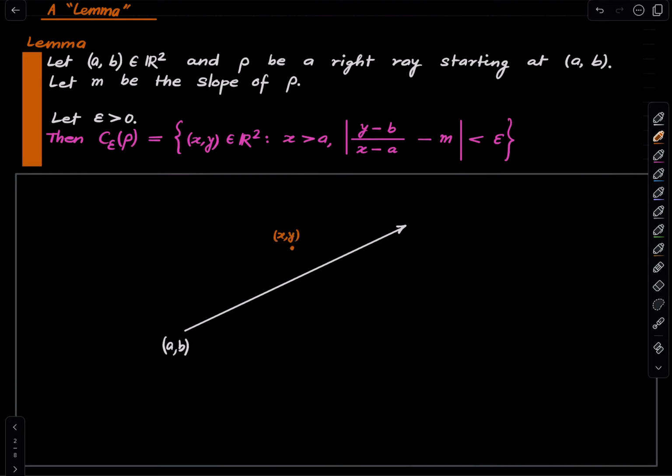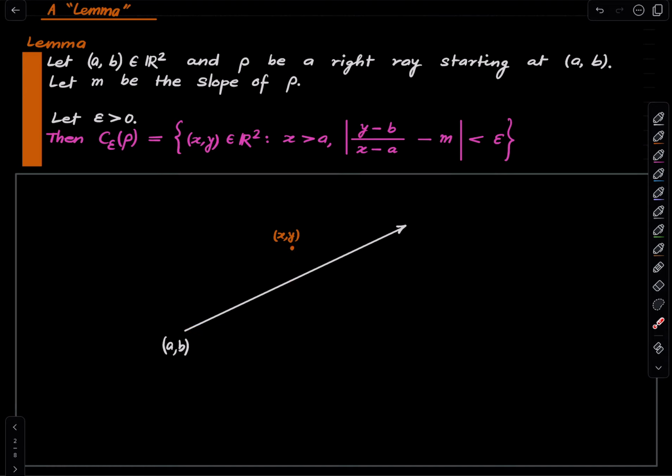And what am I given? I'm told x greater than a, that I've already accounted for by drawing x to the right of this point. And I'm also given this condition. How do I understand that condition? So y minus b and x minus a. Y minus b is this length, and x minus a is that length.